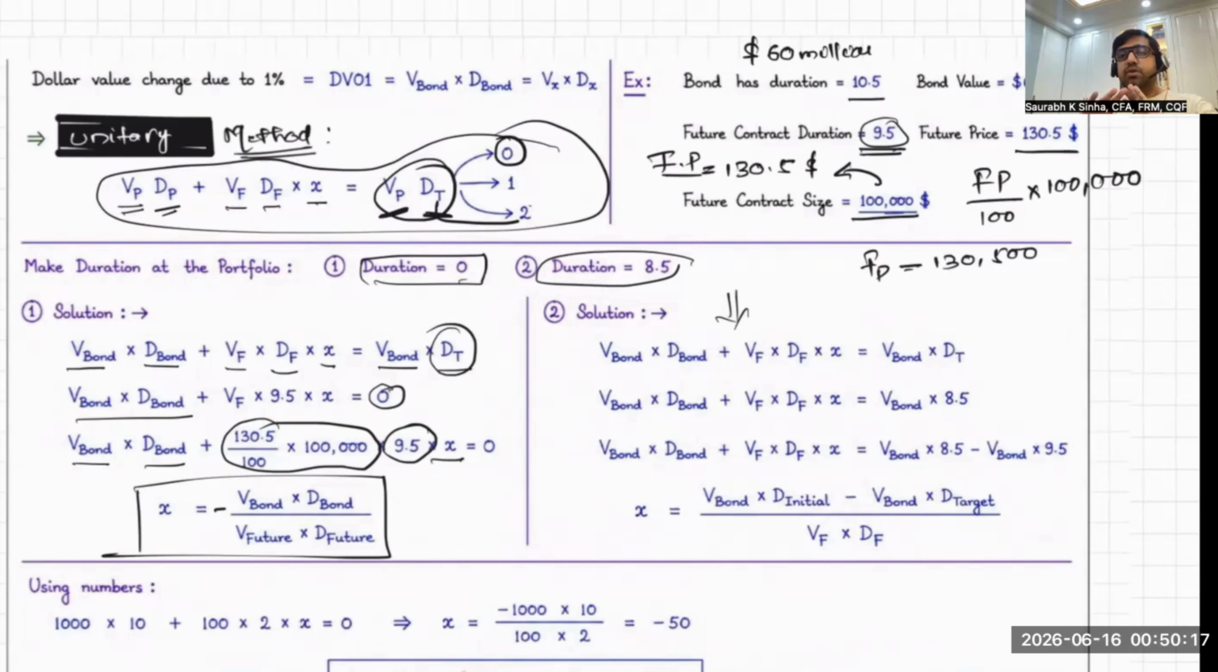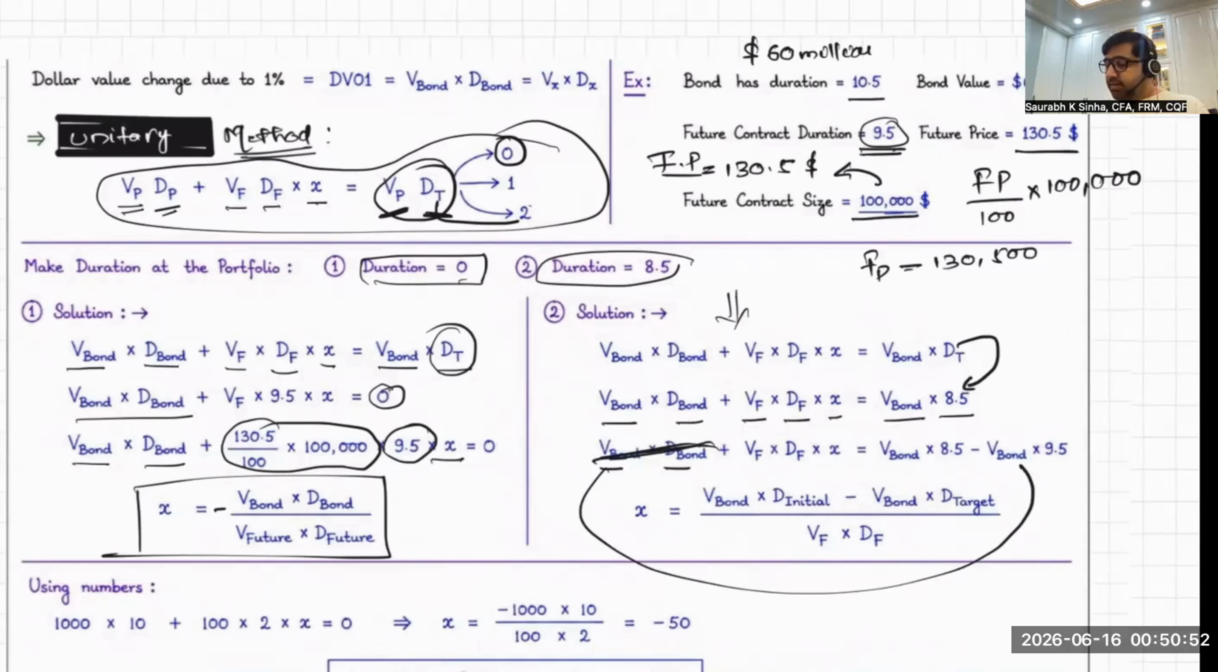In this scenario, I have to do nothing fancy. The only thing I will change is that the target duration I will replace with 8.5. Now, what will happen? So value of bond into duration of bond plus value of future contract into duration of future contract into X is equal to value of bond into 8.5. Now, value of bond into the duration of bond, if I move it to the other side, then this will get cancelled. And I have value of bond into the target duration of the portfolio minus value of the bond into the duration of the bond.